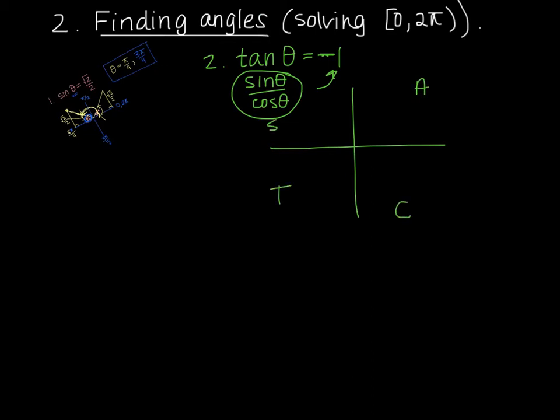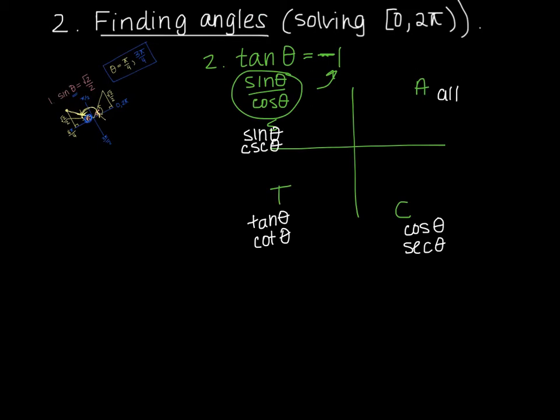I'm not sure if you're familiar with All Students Take Calc. Most people remember what it is and don't necessarily remember what it stands for, or know how to use it. This is for all. So all of my trig functions are positive in the first quadrant. In quadrant 2, sine of theta is positive and cosecant of theta, its reciprocal, is positive. In quadrant 3, only tangent of theta and its reciprocal cotangent of theta are positive. And in quadrant 4, cosine of theta and secant of theta, its reciprocal, are positive. So this tells me which trig function is positive where.